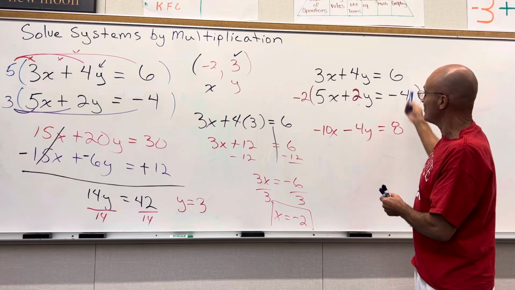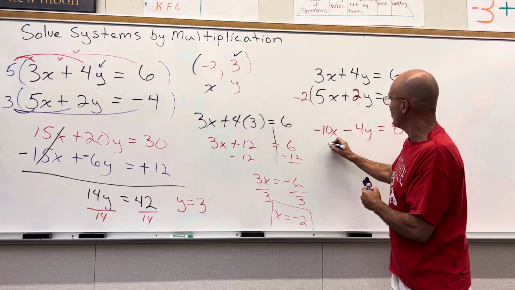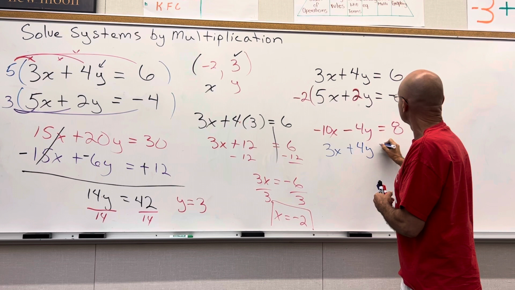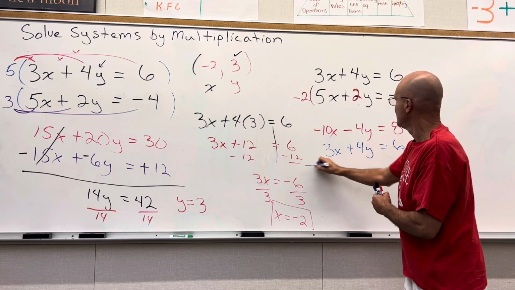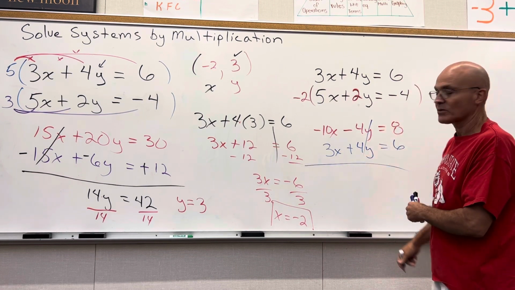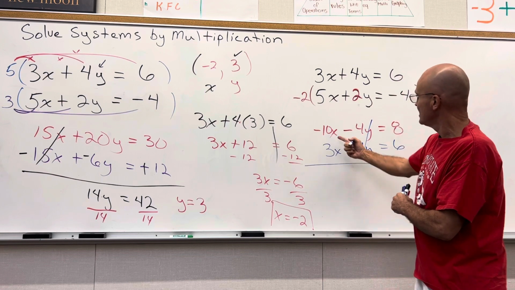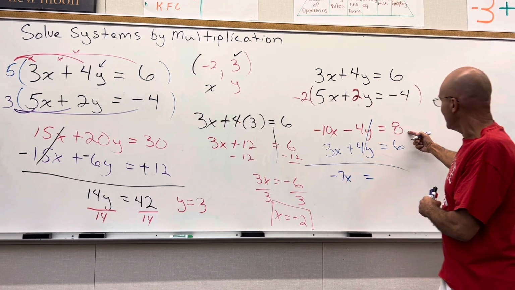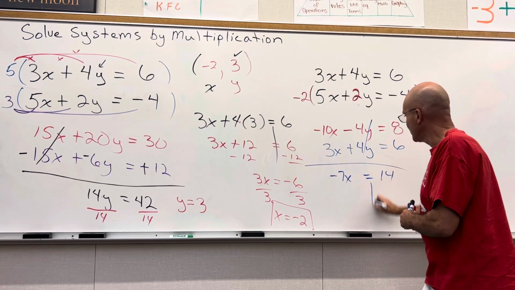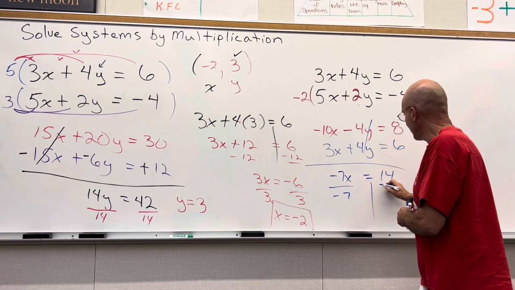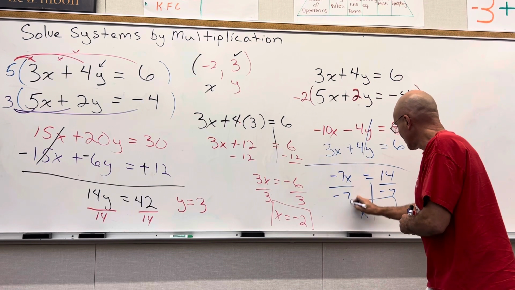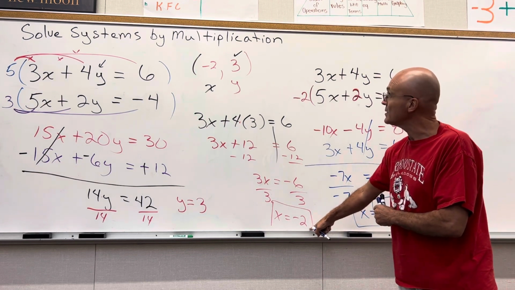Now, you guys don't have to do this, but I'm going to rewrite it so it looks good on the board. I'm going to write that top one right here, so that you guys can see. We're just going to eliminate the y's like we did with the addition part. Negative 10 plus 3 is negative 7x. 8 plus 6 is 14. Divide by negative 7 and divide by negative 7, and x equals negative 2. And that's what we got over here.